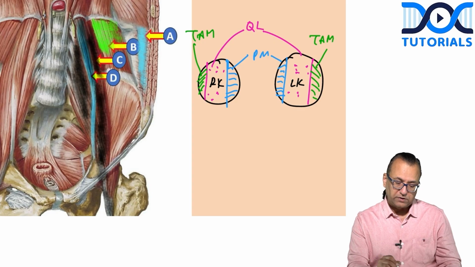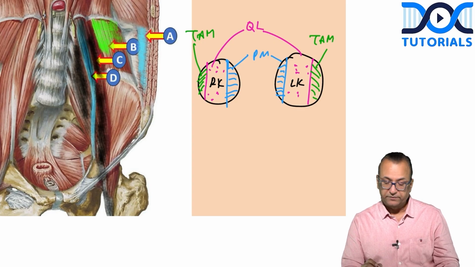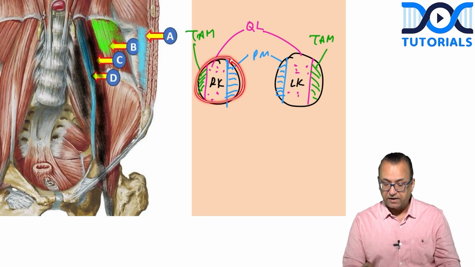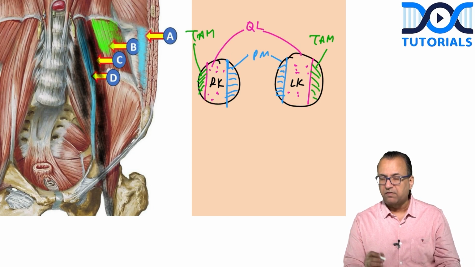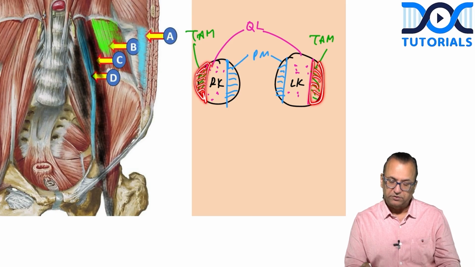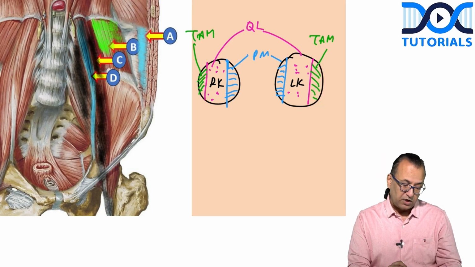So what is the relation medial to lateral? There are three muscles behind the kidney, behind each kidney there are three muscles. Most medial muscle will be psoas major, and lateral to that quadratus lumborum, and lateral to that, which is the lateral most behind the kidney, transversus abdominis.